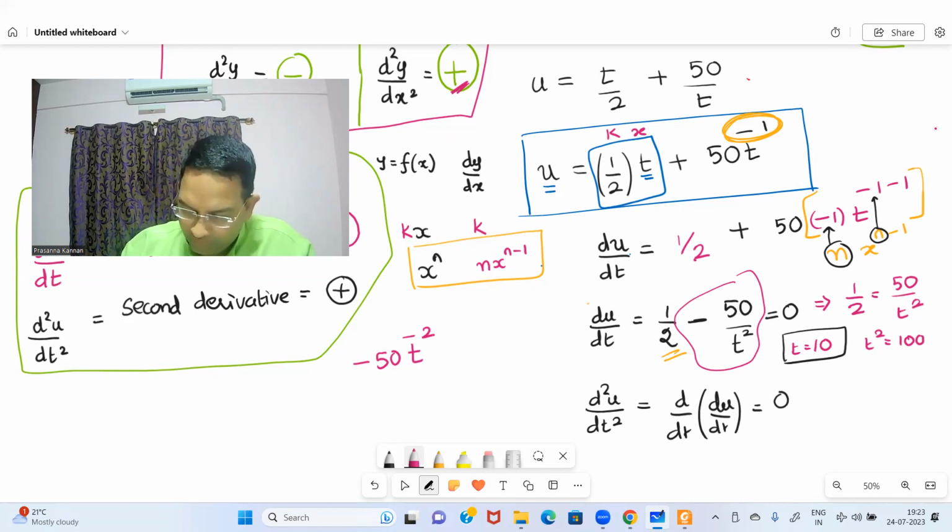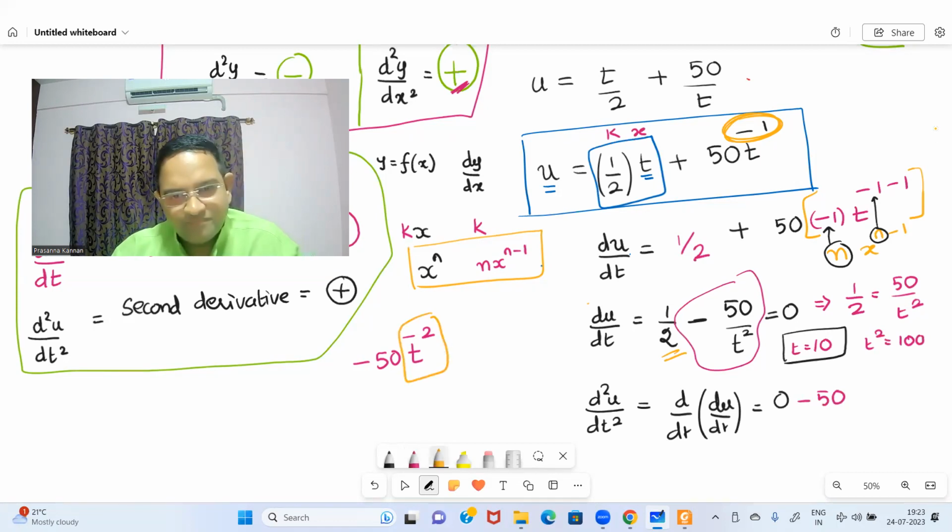Now tell me, what do you do? Minus 50 is a constant, keep it as it is. How do you differentiate t power minus 2? Use this formula. What is it? n x power n minus 1. What is n now? Minus 2. So come on, tell me, Jerome. What do you get?